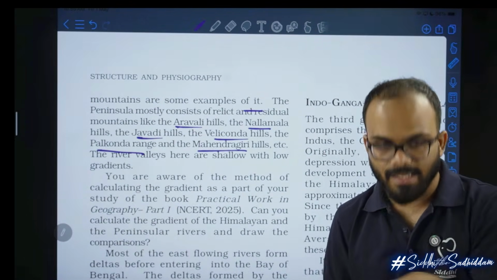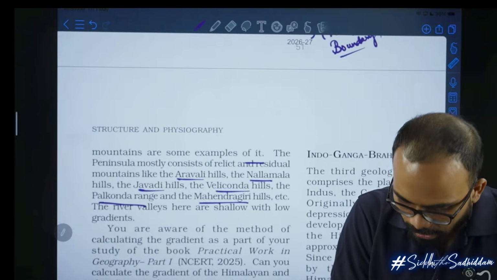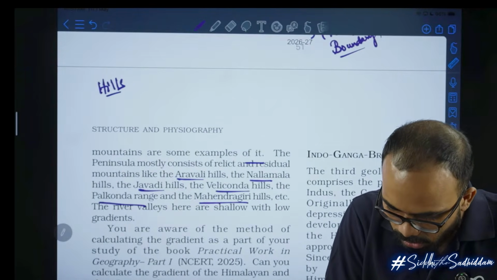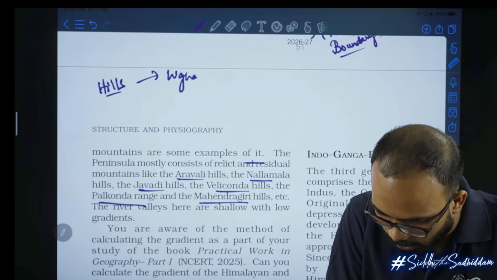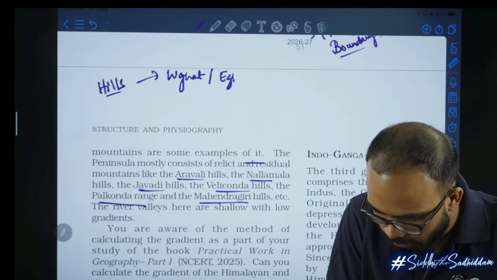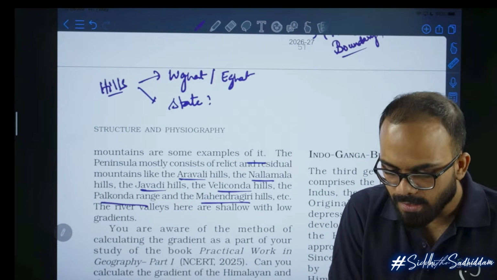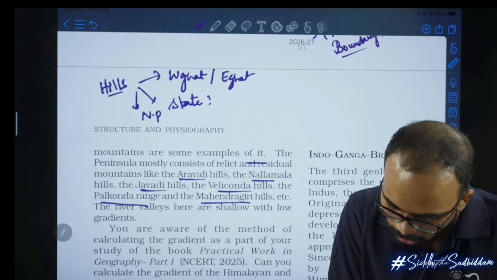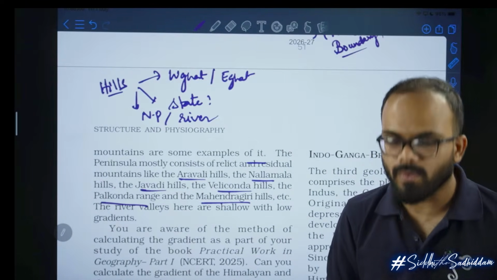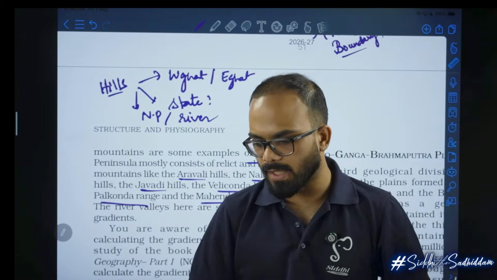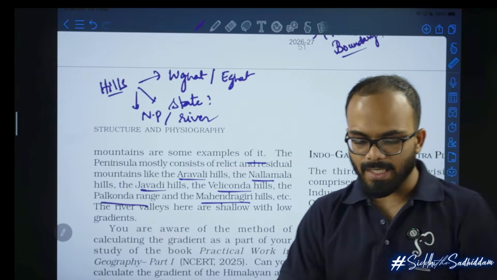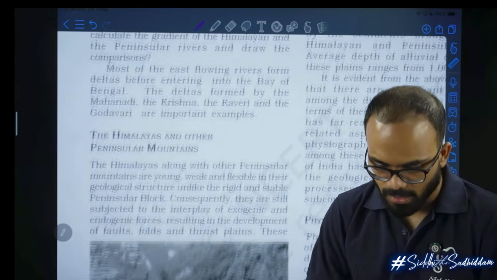So as far as these hills are concerned, you need to know whether a hill is a part of Western Ghat or Eastern Ghat, which state the hill is present in, and if there is any national park or a river which originates at that particular hill. So this is what is needed in this particular chapter, in this particular topic.